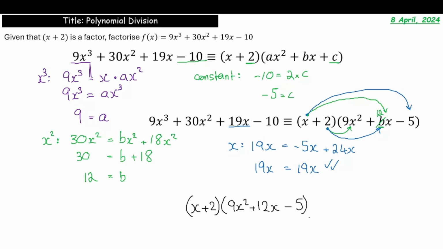Okay, and there we go. This is somewhat faster, but you have to do that check method to make sure you haven't made any errors. And it is not useful for partial fractions. This only works when you know it is going to be a factor, not when there's any remainders.